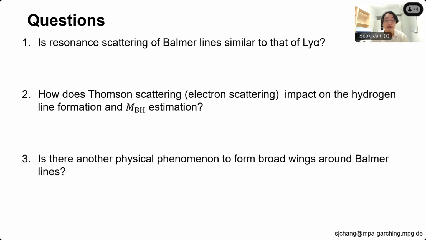During this talk, I introduced interesting spectral features of the LRD. For the rest of my talk, I want to address three questions. First, is the scattering of the Balmer lines, especially H beta, actually similar to Lyman alpha? Second, what role does Thomson scattering play? Electron scattering produces an exponential wing, also a broad wing, which can affect the black hole mass estimation. Third, is there another physical phenomenon that forms the broad wing around the Balmer lines? I want to suggest another scattering process.